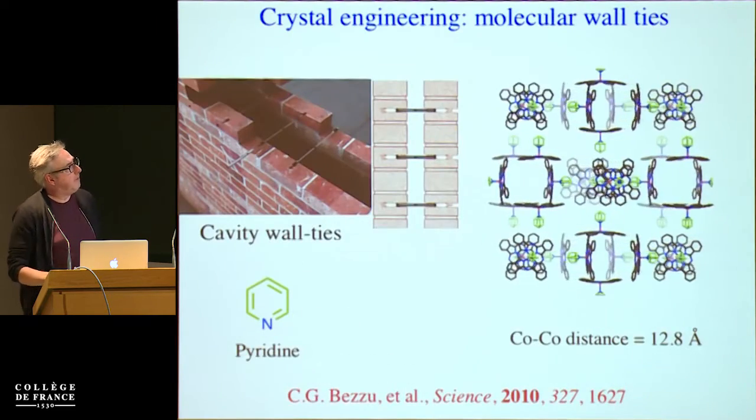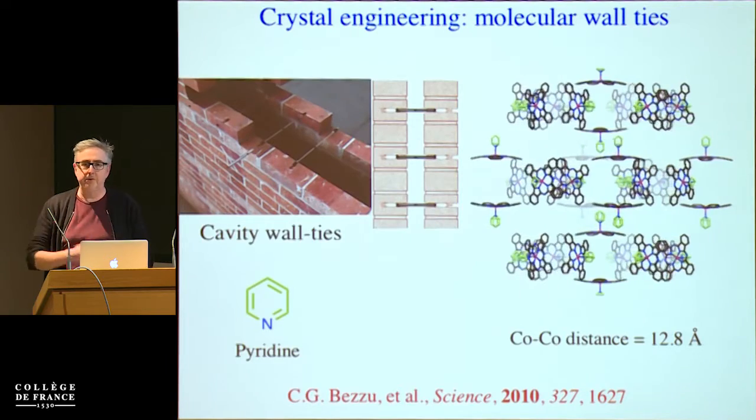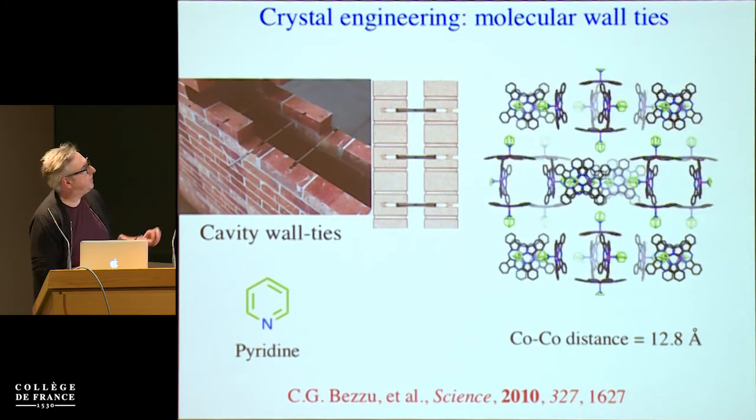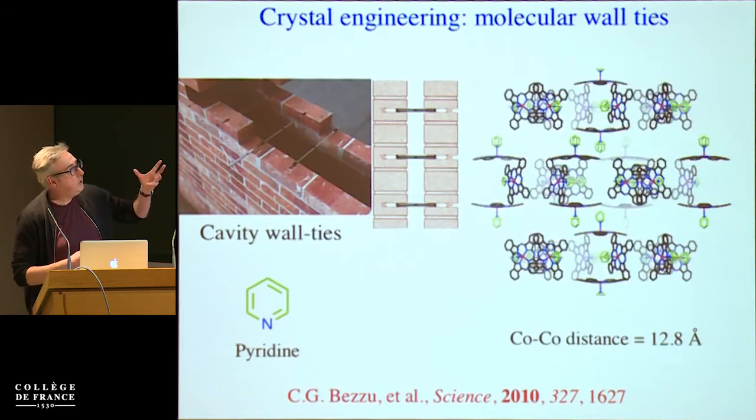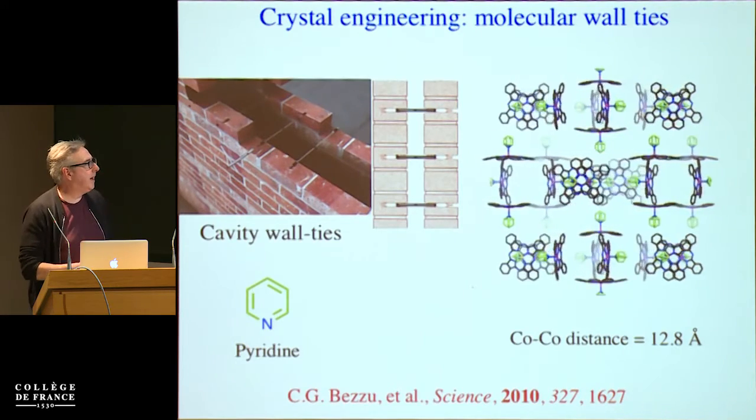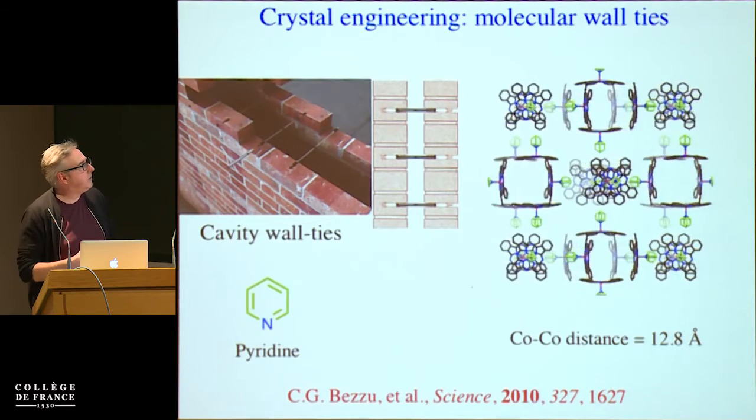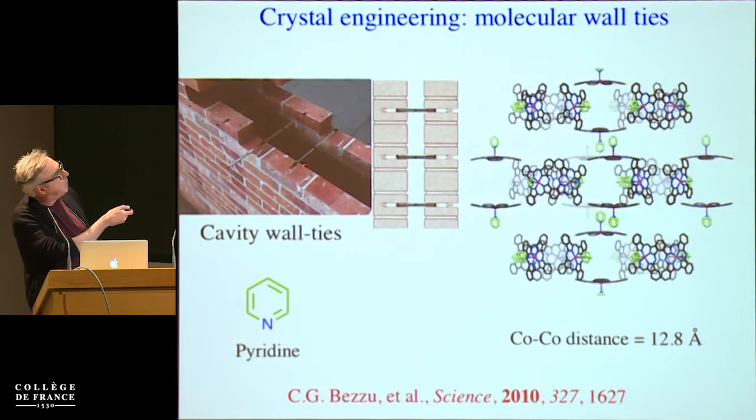Now, unfortunately, these crystals, when you take out all of the solvent, they just collapse, which is a bit unfortunate. So what we decided to do is look at the structure and try to see if we can use coordination chemistry to increase the stability of the crystal. And we call this sort of molecular wall ties.